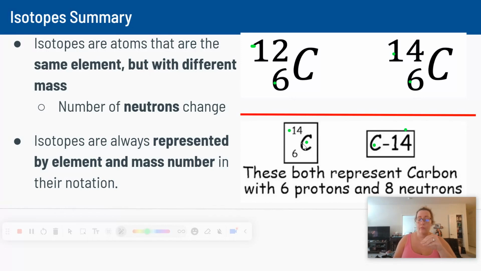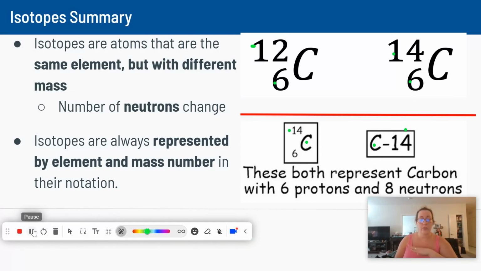So for the bottom picture, we have two ways to write carbon 14. The one with the mass number and the atomic number, and then one with just the mass number. So make sure all of your guided notes are complete. And then when they are done, you can move on to the next activity.